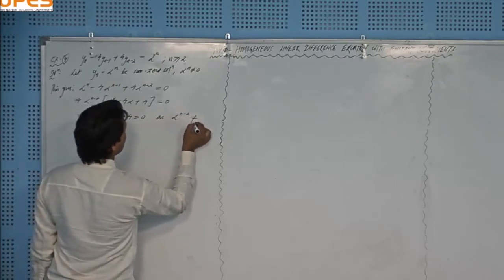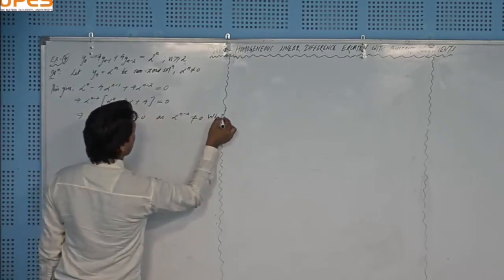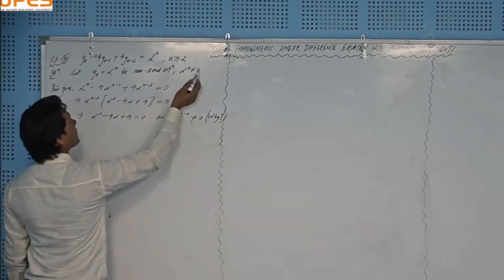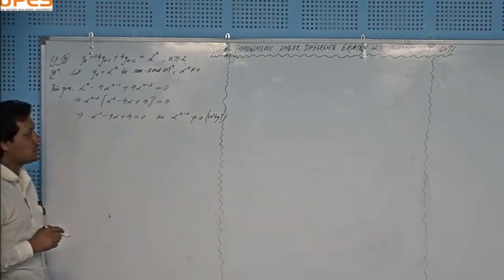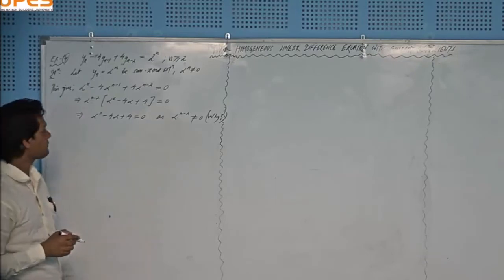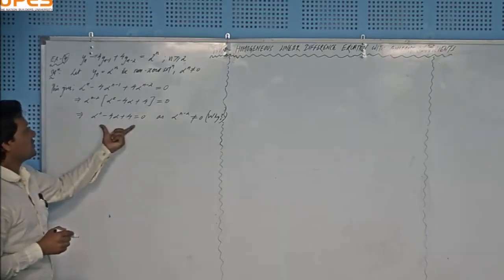As you know, this term alpha to the power n minus 2 cannot be equal to 0. And why is this not equal to 0? You should know the reason, because alpha to the power n is not equal to 0, right? So that's why it cannot be 0, right? So ultimately we reached here.